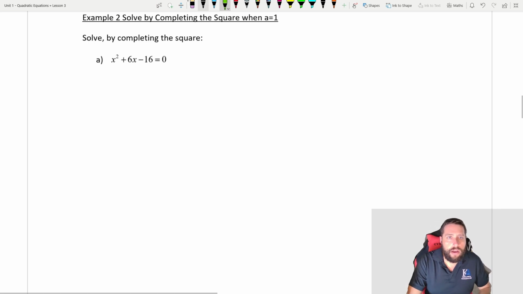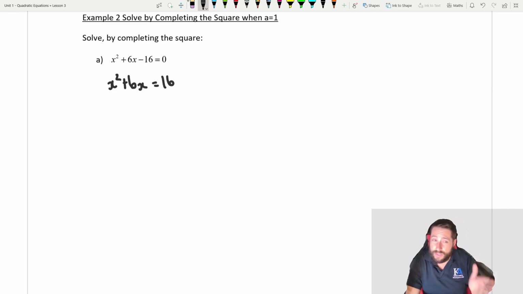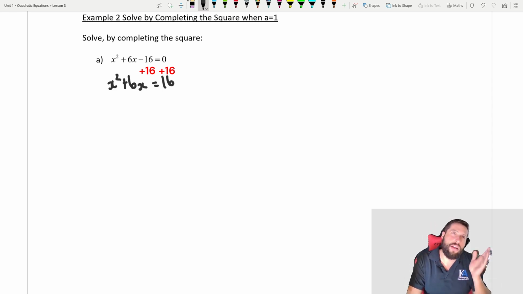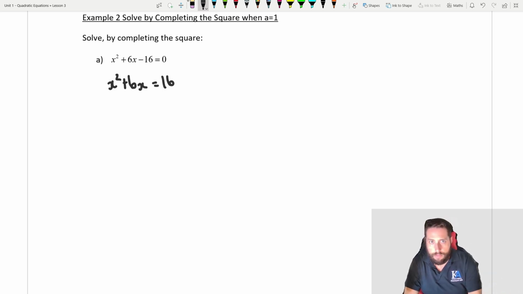Okay, so we're going to have x squared plus 6x is equal to 16. So all I've done is move the negative 16 from the left over to the right, because we wanted x plus p squared is equal to q. That's what we want. That's completing the square. Okay, so in order to complete the square, we need to make it a perfect square.